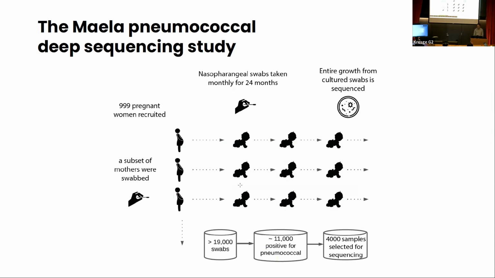So just a little bit more detail about how the sampling was done. Once the women were recruited, when they gave birth, their children had nasopharyngeal swabs taken every month at their monthly checkup for the first 24 months of their lives. And a subset of the mothers also had monthly swabs taken. So this led to around 19,000 swabs being taken, of which around 11,000 were positive for strep pneumo. So there's very high prevalence of the bug within the camp. And 4,000 of these we sent for deep sequencing.